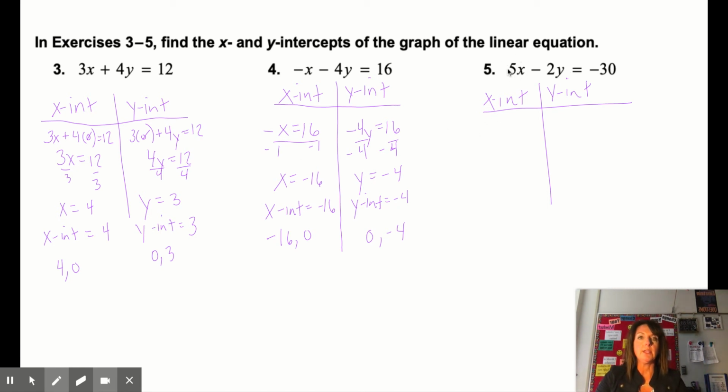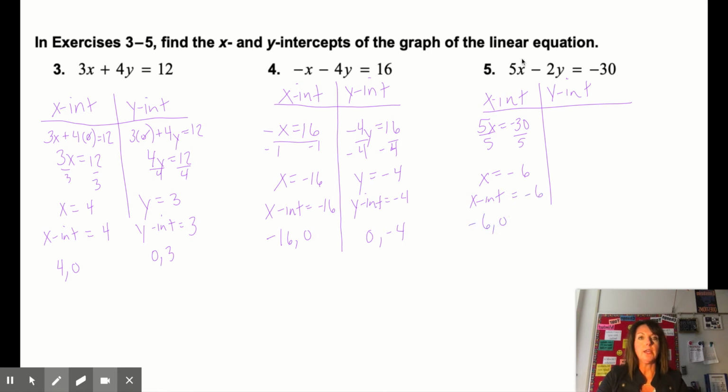All right, so when we're doing the x-intercept, we want to solve for x. So the y is substituted as 0. So that becomes 0. So we're solving the equation 5x equals negative 30, divided by 5. So we get negative 6. That's the x-intercept. And so that's (negative 6, 0).